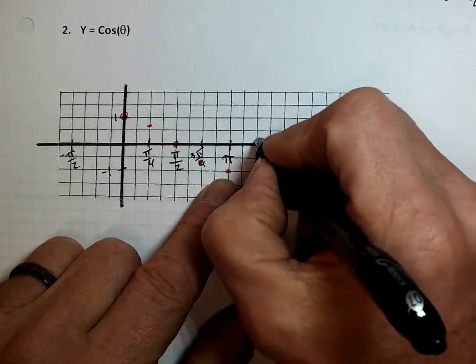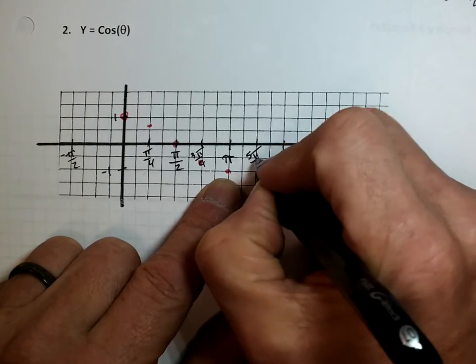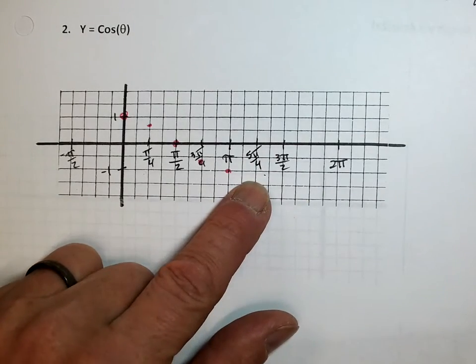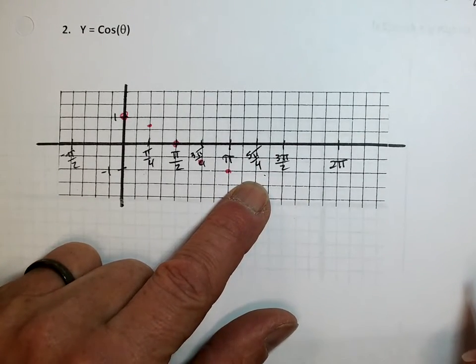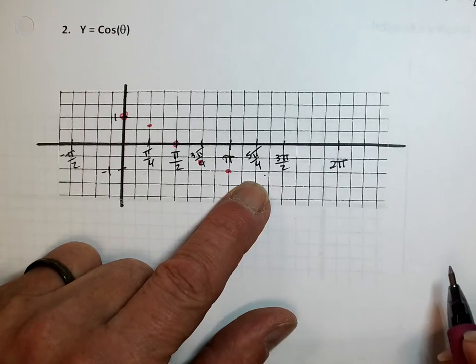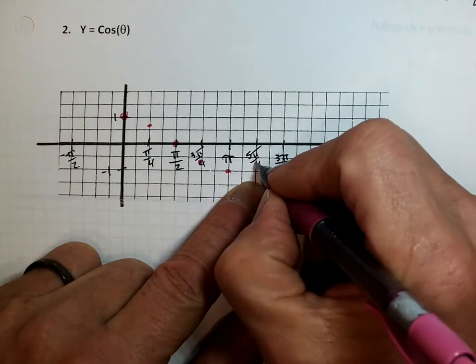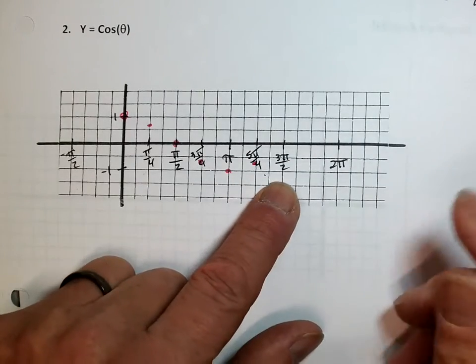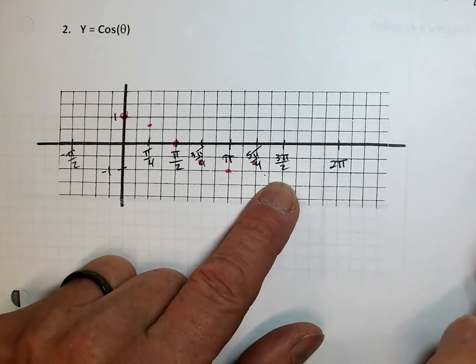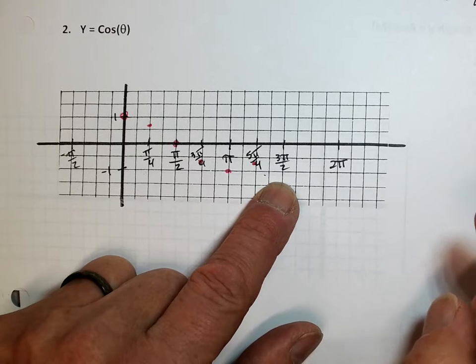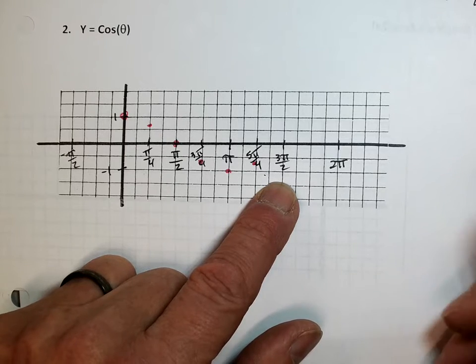5 pi fourths is about there. What's the cosine value of 5 pi fourths? Negative 0.7. Yeah, negative 0.7. Good. That's right. 3 pi halves. What's the cosine value at 3 pi halves? 0. It is 0.